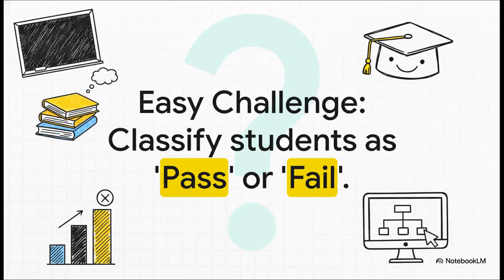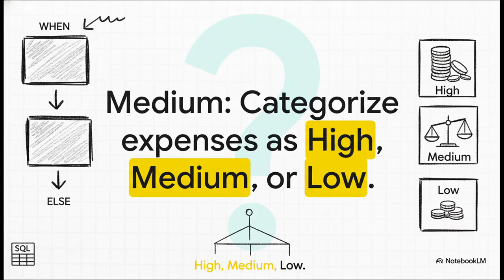Here's a straightforward one to get you started. You just need one when condition to separate students into two groups, pass or fail. Okay, now for a medium challenge. This is going to require two when conditions and an else to create three distinct categories, just like we did in some of our earlier examples.